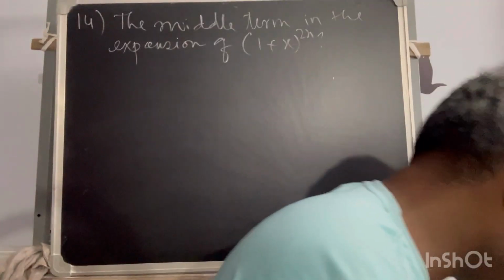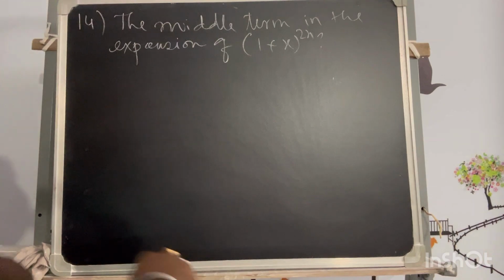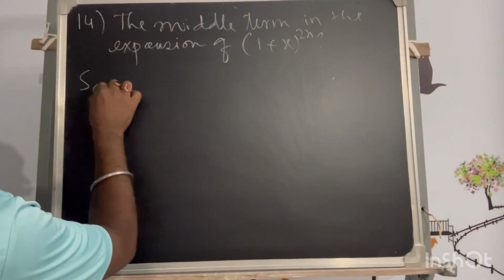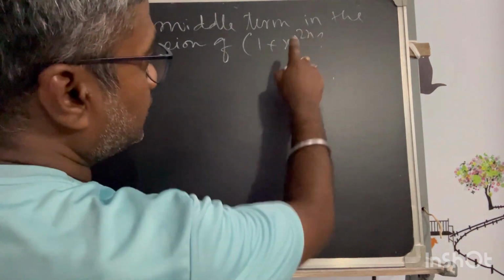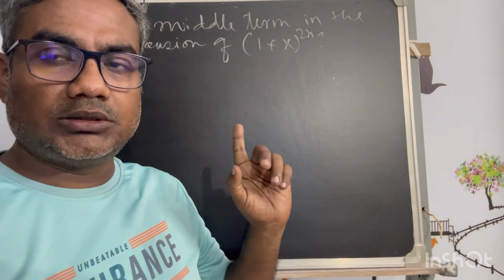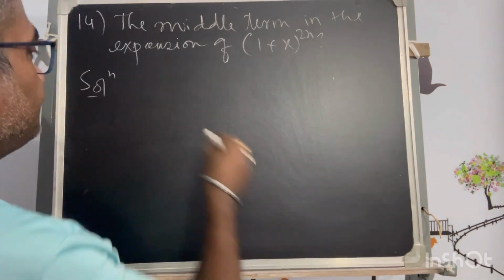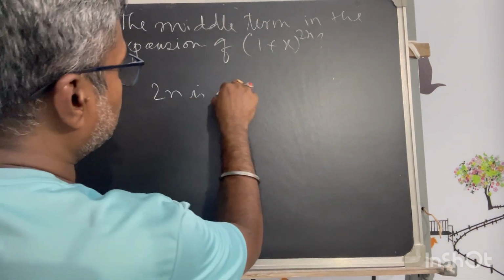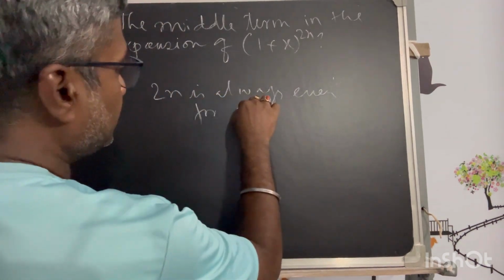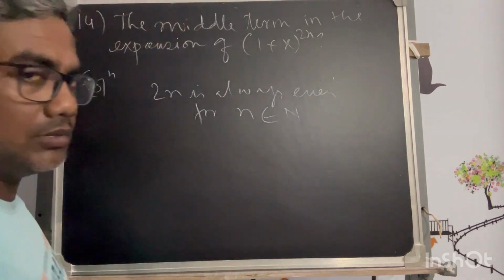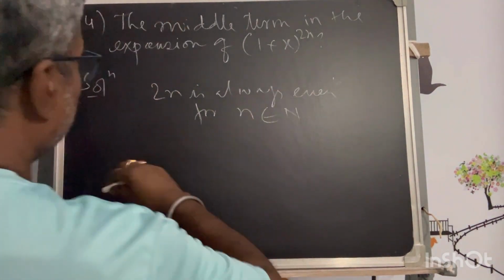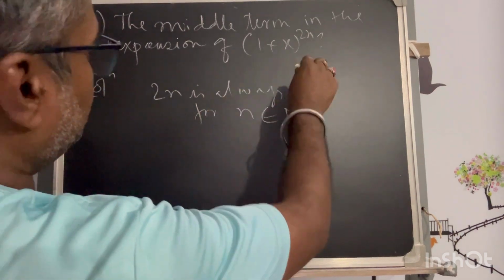So this time it is not given any definite value, whereas it is given as 2n. If n is any natural number and we multiply by 2, it is always even. There is no ambiguity in that. So 2n is always even for n belonging to the natural numbers. So what is the middle term?